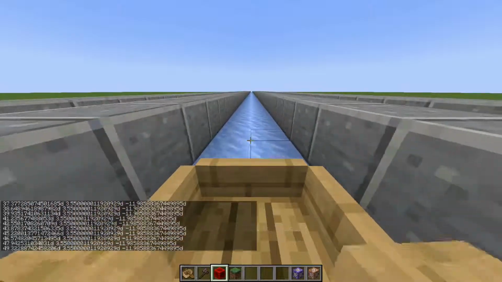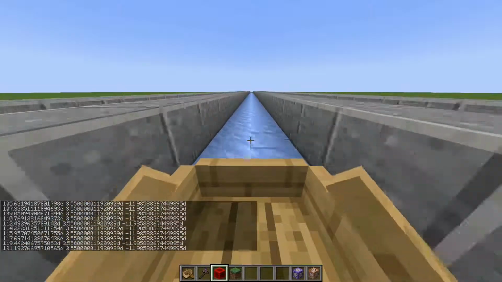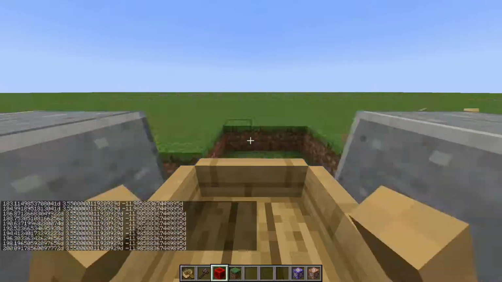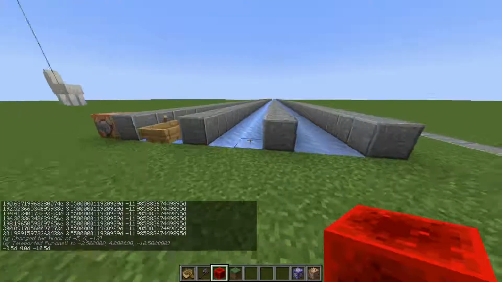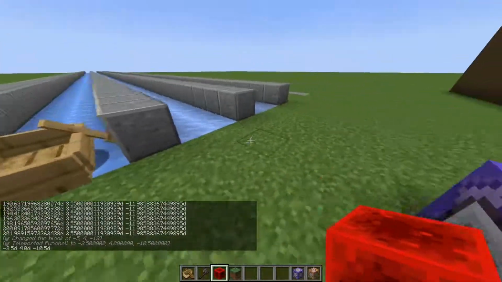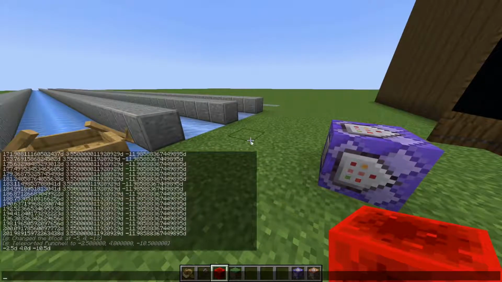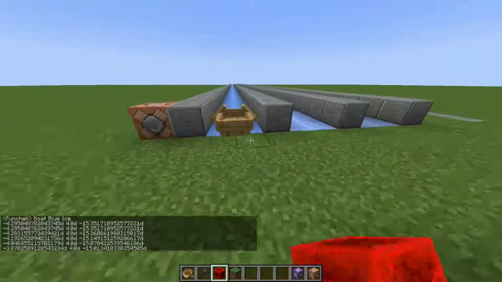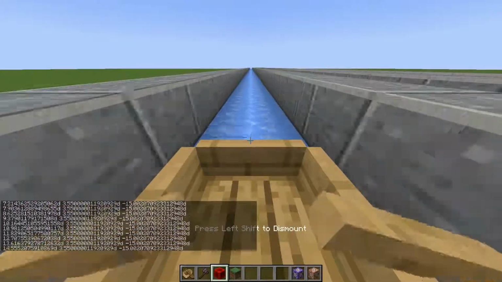I believe that when we're riding on packed ice, it's actually the same speed as regular ice, but we shall see. Okay, so that's the second one. The third one, boat, blue ice. Place the block of redstone and let's go.